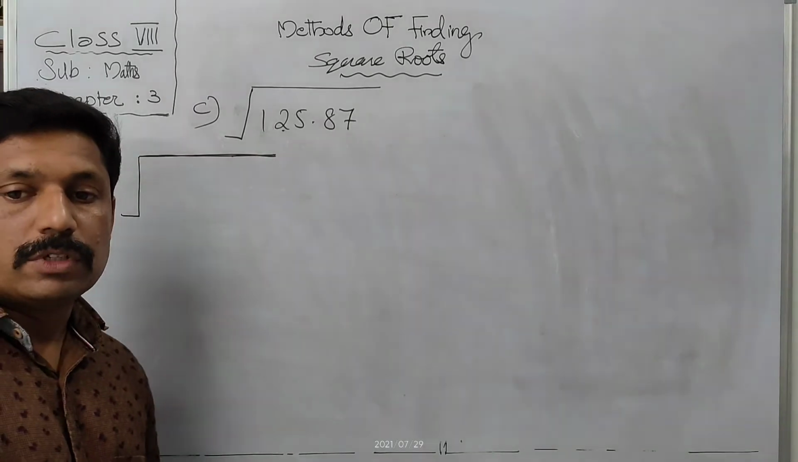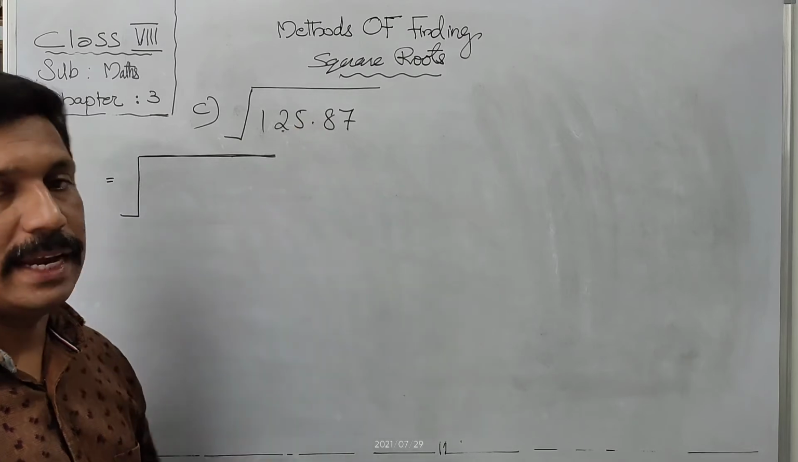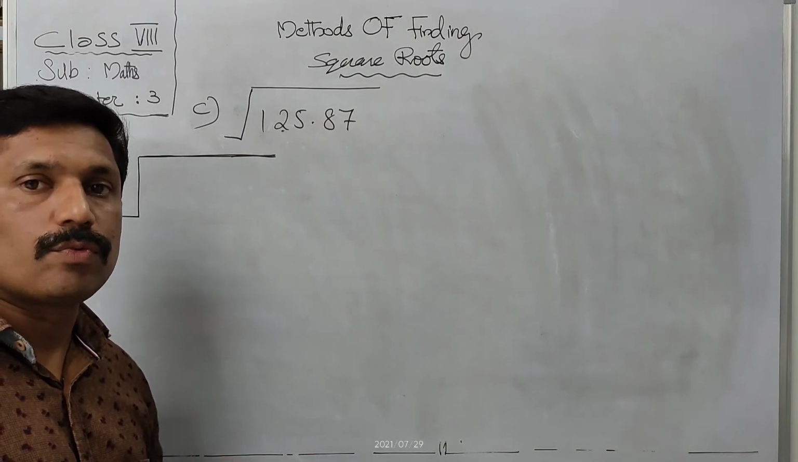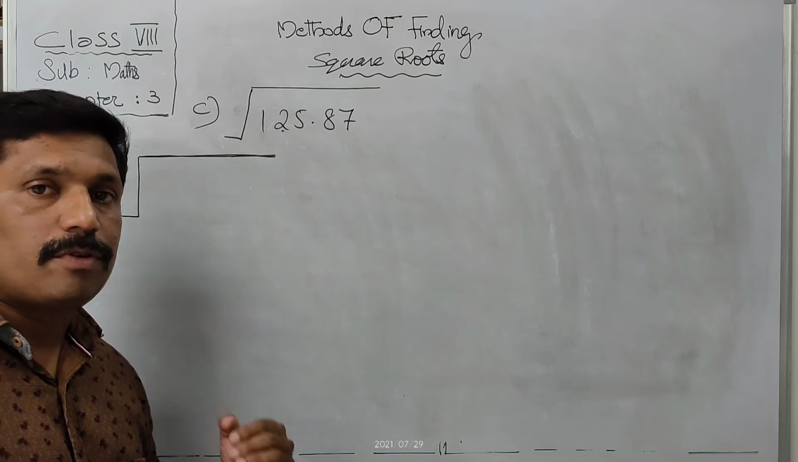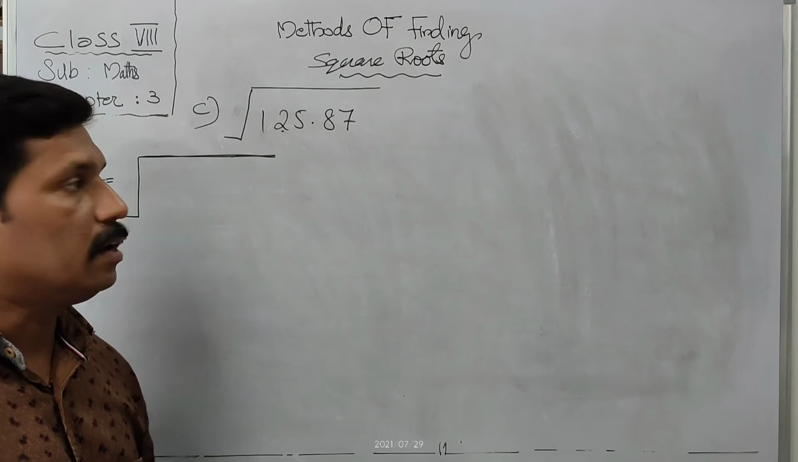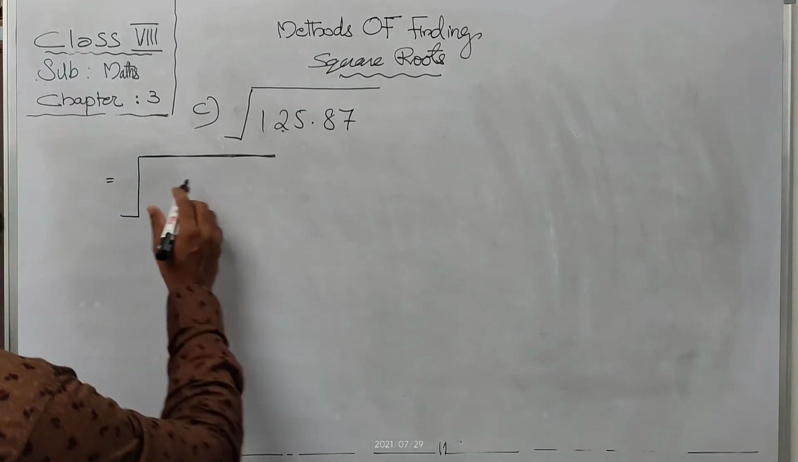Okay students, so this is a very simple question, no difficulty in solving this. Now we move to question number C, that is root of 125.87. This is a decimal number, students. So how to calculate the root of a decimal number? First of all, we have to avoid that decimal. How can we avoid the decimal? We can change the decimal to a fraction. So how can we change a decimal into a fraction?